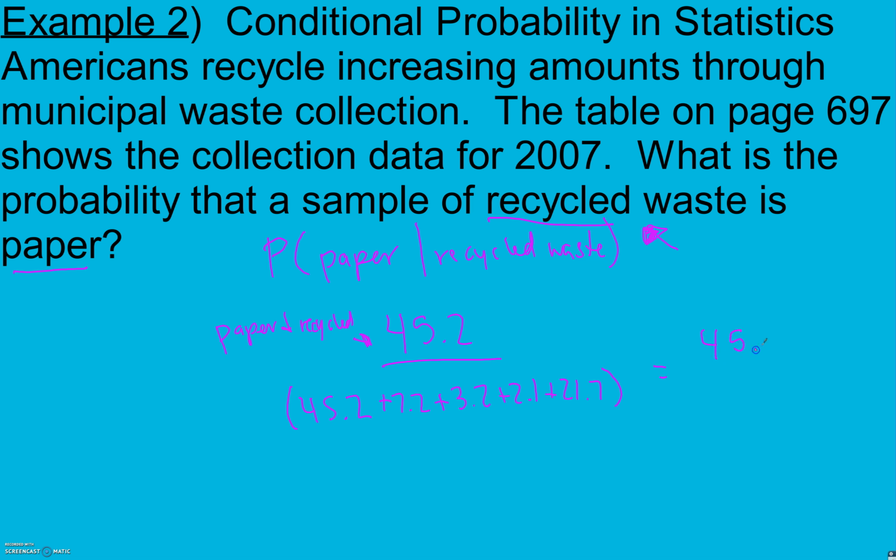When we add all those up, we get 79.4. When we divide here to find our probability, we get about 0.57, 569, something like that, which is about 57%. So the probability that a sample of recycled waste is paper is more than 50%.